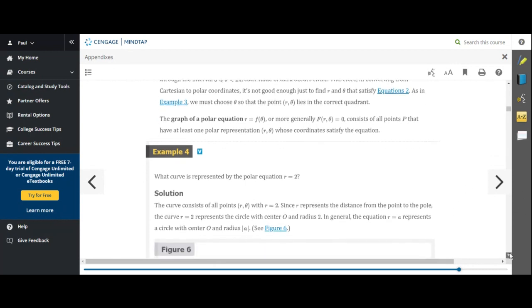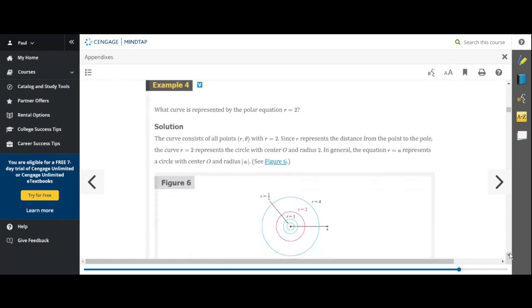So the only thing that's going to satisfy this polar equation is a circle whose radius is 2. Because all the points on the circle have different angles, different thetas, but the radius is always 2. And so if all you care about is a polar equation where the radius is 2, it has to be this pink circle.